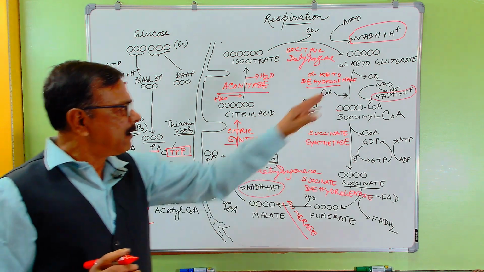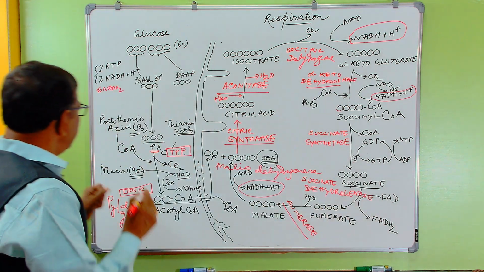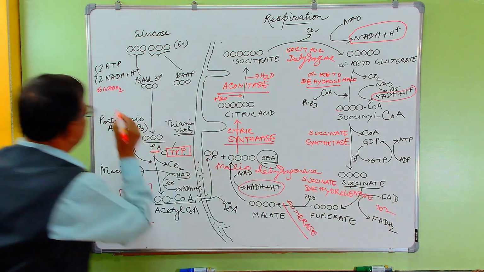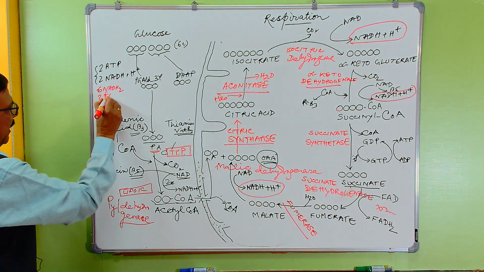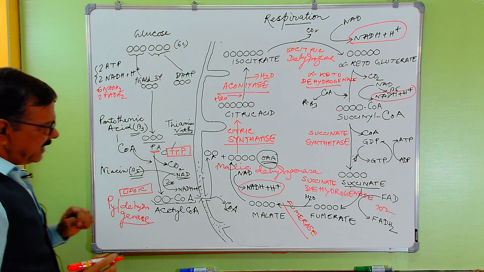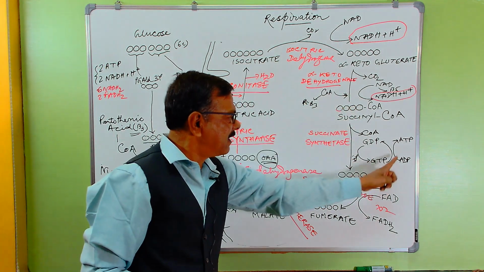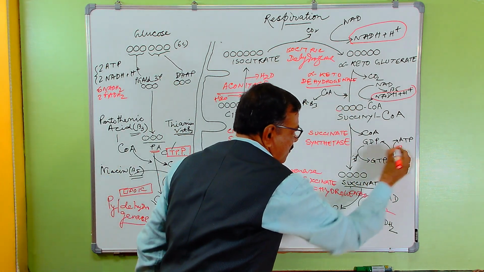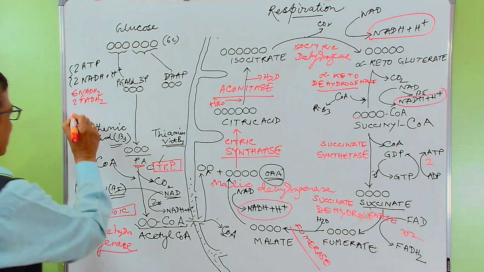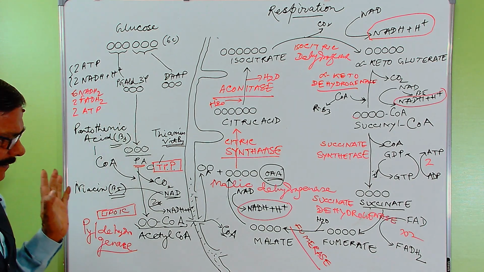And here FAD is produced, the smaller brother of NAD, the younger brother. So 2 FADH2 will be produced. And how many ATPs are there? Here 2 ATP is produced. Clear?